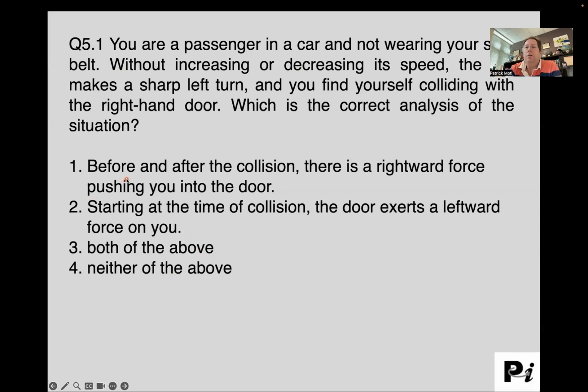Without increasing or decreasing its speed, the car makes a sharp left turn, and you find yourself colliding with the right-hand door, which is the correct analysis of the situation. Before and after the collision, there's a rightward force pushing you into the door. Starting at the time of collision, the door exerts a leftward force on you.